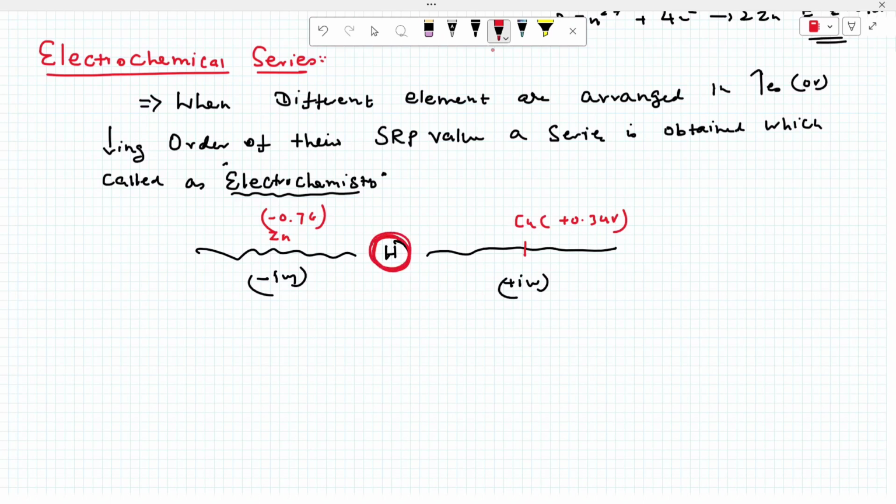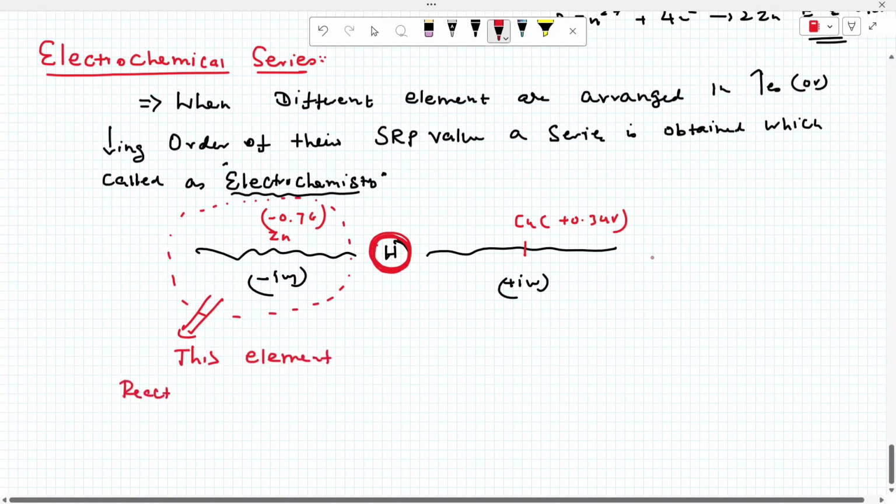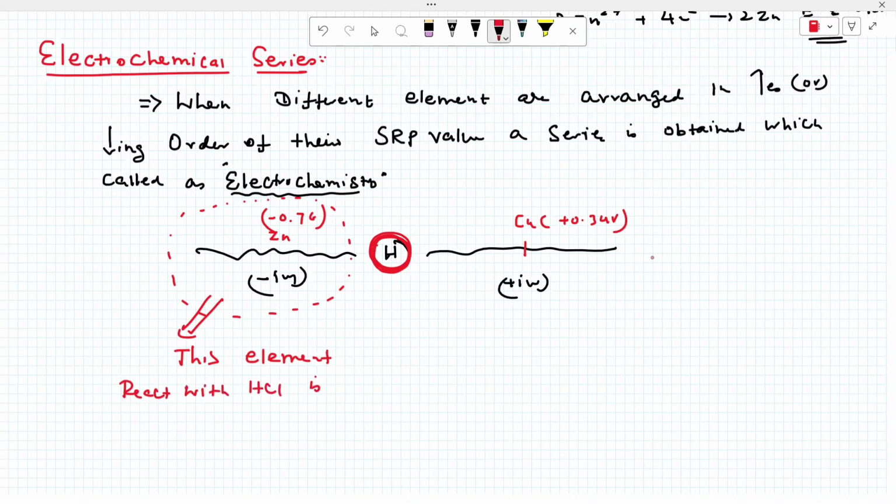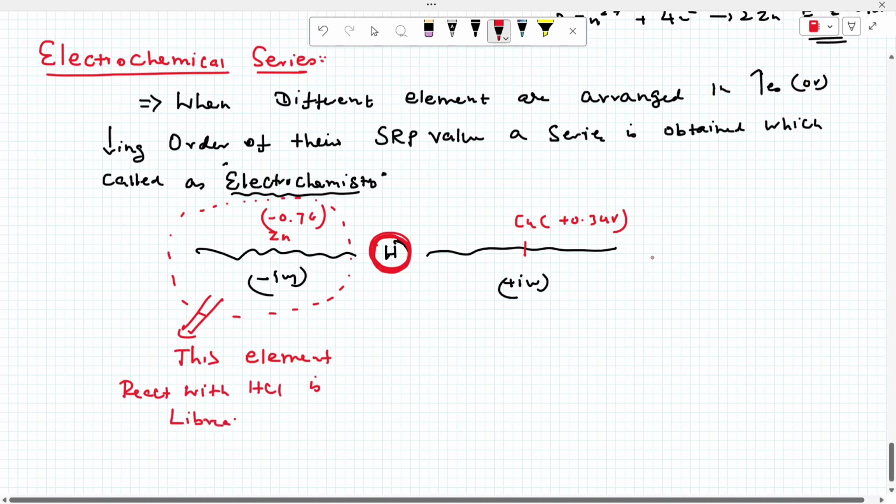Now, the elements to the left side of the SHE value, those that are more negative, the metal reacts with acid and gives hydrogen gas. Among the elements, those with negative SRP react with HCl and liberate H2 gas. Very, very important, please note.